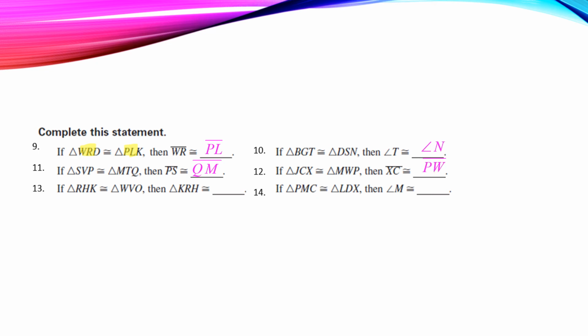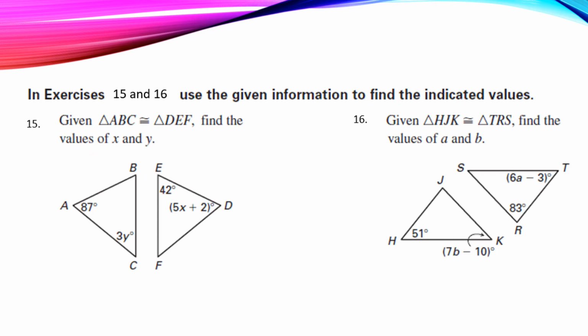For 13, we have triangle KRH. So we're starting with the last term and then going to the front. So it would be OWV, triangle OWV. And then for 14, angle M is congruent to angle D. So then going on to 15 and 16.